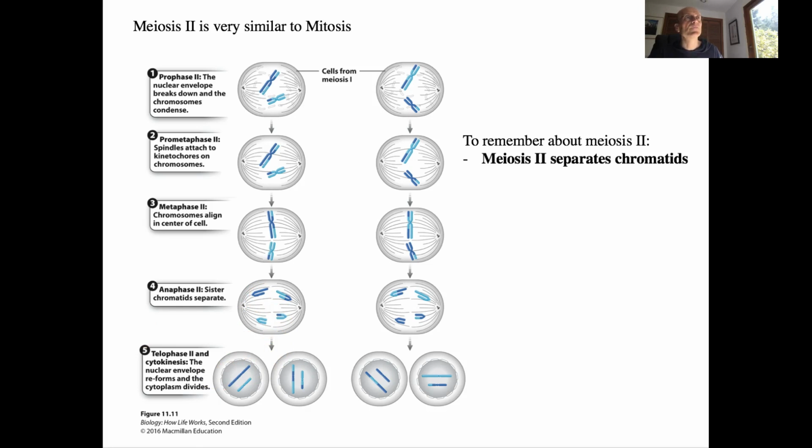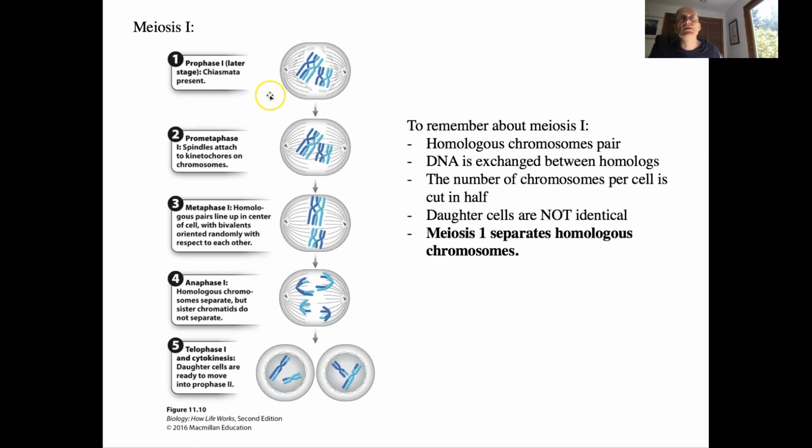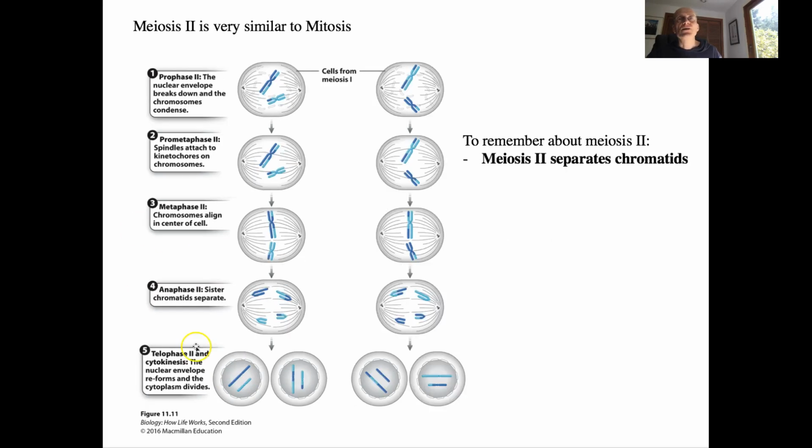Now I want to go back here to meiosis 1, and I want to point out that we have 4 chromosomes here, but in the end we have 2 chromosomes. And that is why I say here the number of chromosomes per cell is cut in half. Per cell, so there's 4 chromosomes here, there's 2 chromosomes here. That has been cut in half, but there's still 2 chromatids per chromosome. All right, so in the end, we end up with 2 chromosomes per cell.